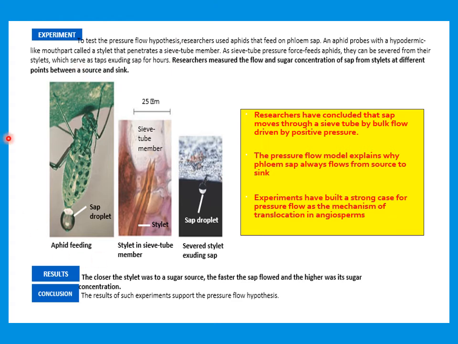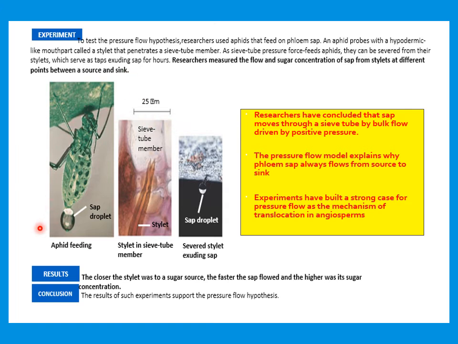Okay, and then how do you prove that there is one type of pressure, one type of flow? How do you call it? They call it a pressure flow model. Okay, to test the pressure flow hypothesis, researchers use aphid. Aphid is a type of insect which have what they call a stylet. Mouthparts dia ada stylet macam injection, ada needle. So this one will penetrate at the sieve tube.